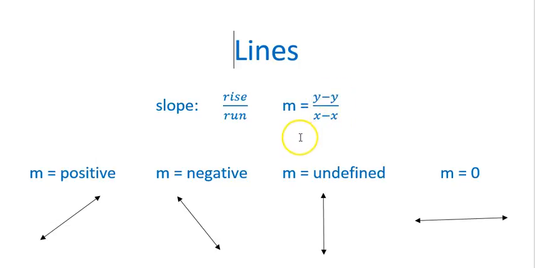But that's just to show you that the y and the x here have to be from the same point, and the y and the x here have to be from the same point. And it doesn't matter which point you use first, so I just put y minus y over x minus x.